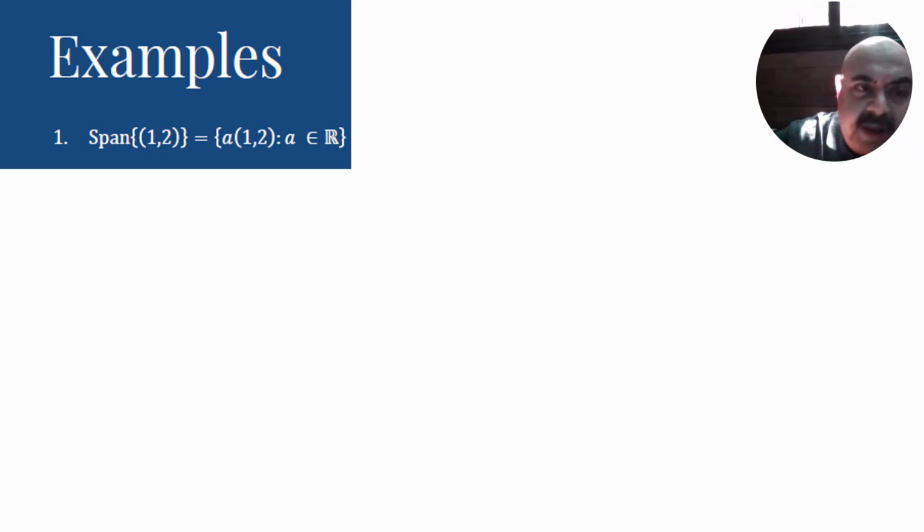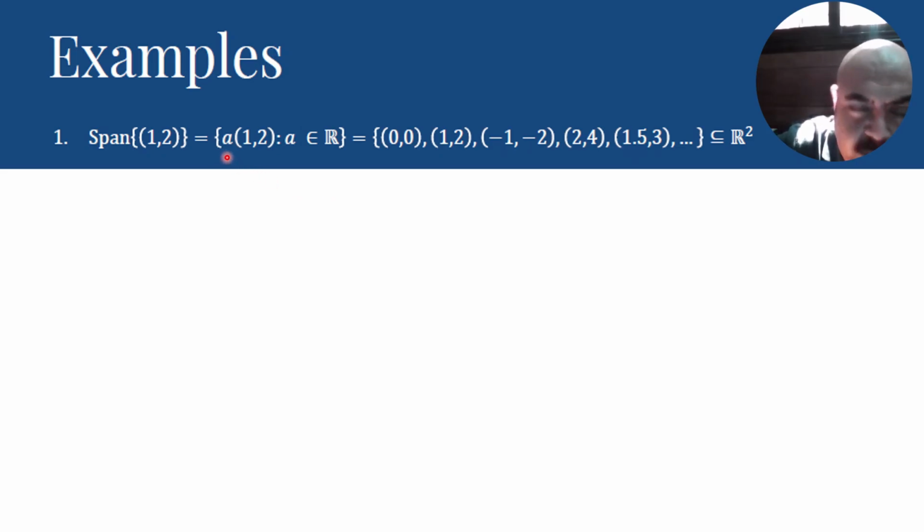For example, if I say span of 1 and 2, I mean A times 1 and 2, where A belongs to R. So if you imagine A with all values belonging to R, it means the values from negative infinity to positive infinity. Imagine, for example, if I inserted A equal to 0, the vector will be 0 and 0, which is normal, and is one of the requirements of a vector space. If I put A equal to 1, you will have the form 1 and 2. If I insert A equal to 2, I will have 2 and 4.